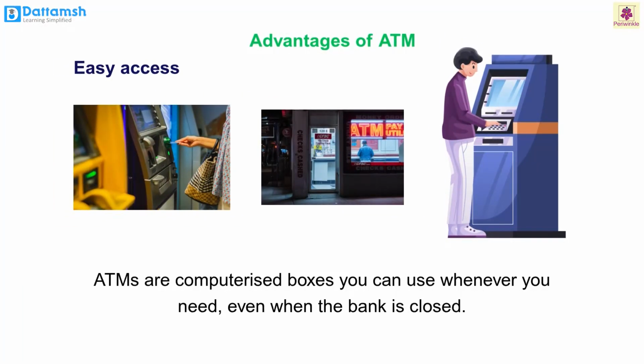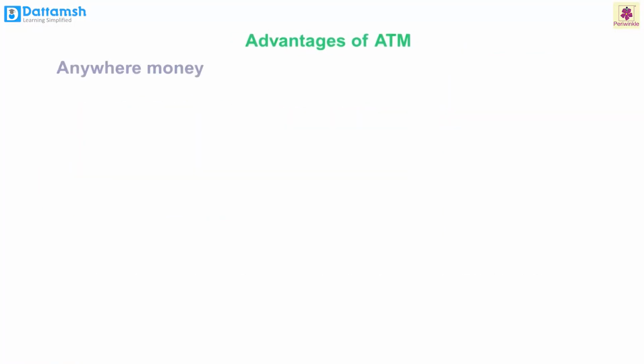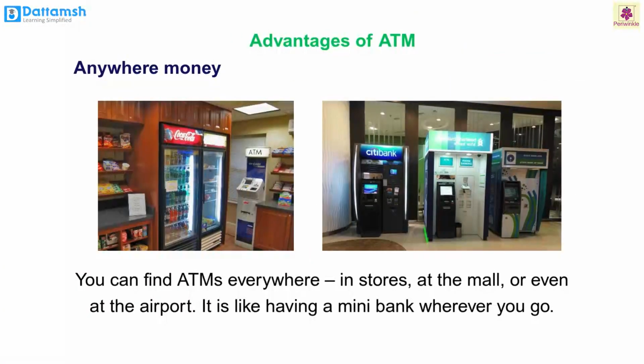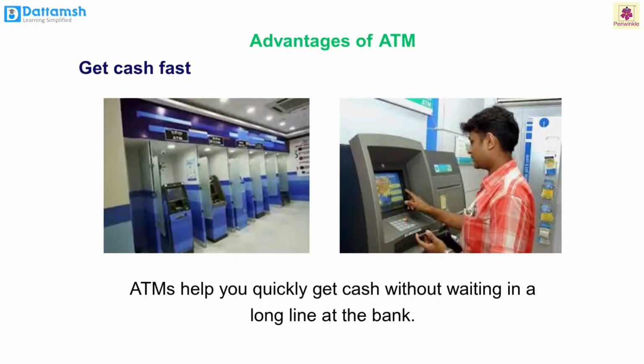Easy access. ATMs are computerized boxes you can use whenever you need, even when the bank is closed. Anywhere money. You can find ATMs everywhere, in stores, at the mall, or even at the airport. It is like having a mini bank wherever you go. Get cash fast. ATMs help you quickly get cash without waiting in long lines at the bank.